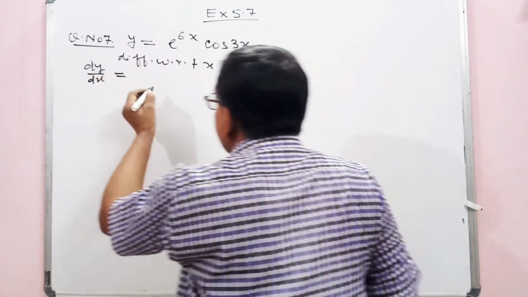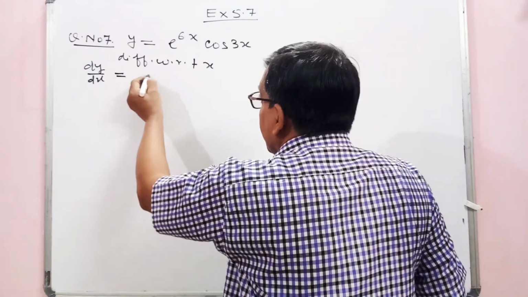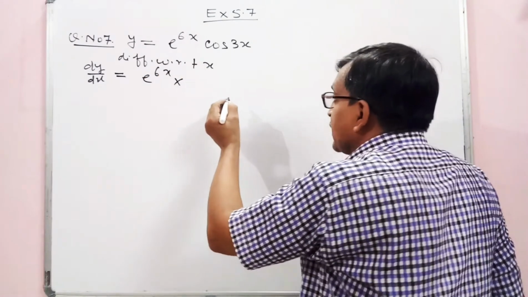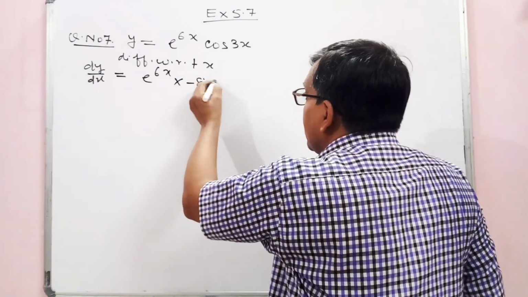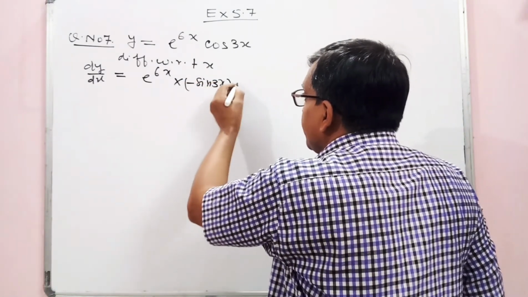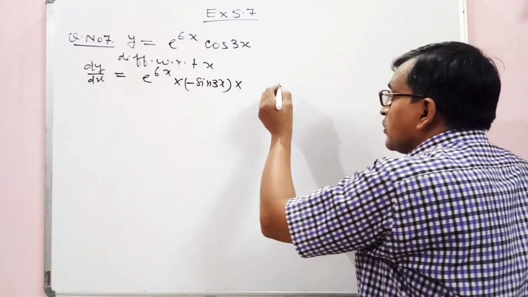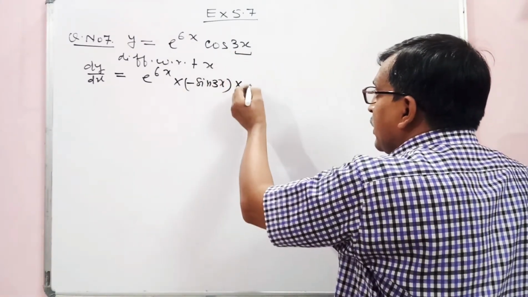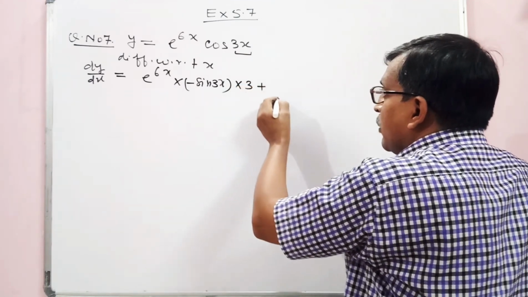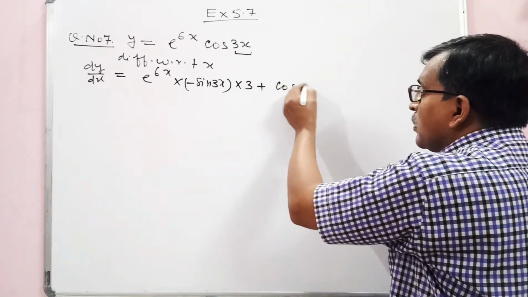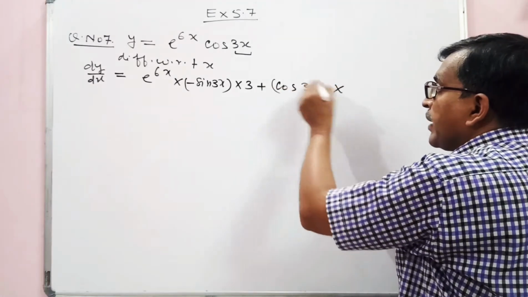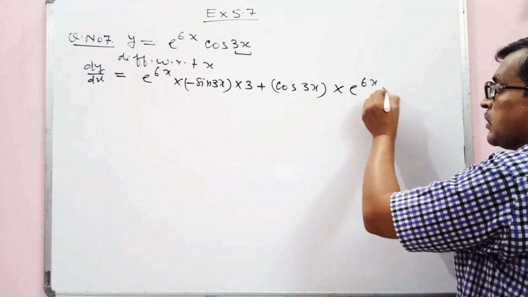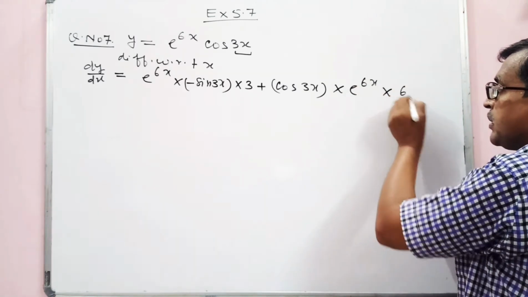dy/dx equals, and the product rule applies here. First we differentiate cos 3x: minus sin 3x into cos 3x we write as minus sin 3x, and the differential of 3x we write as 3. Now cos 3x times e raised to power 6x, the differential of e^6x is e^6x, and the differential of 6x is 6.